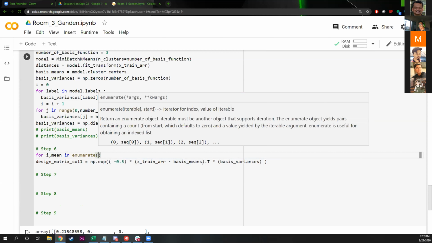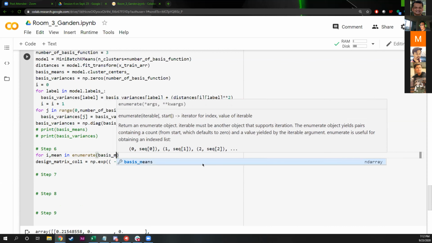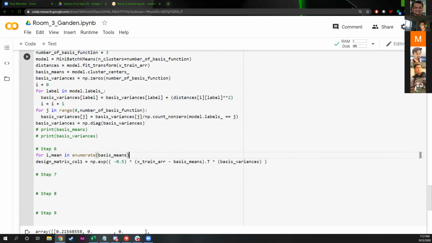Yep. In means basis means. Could you repeat that? Sorry, I cannot hear. Basis, the basis means. I guess we should zip basis underscore means and just zip it and use. We'll have to use the covariance as well, right?